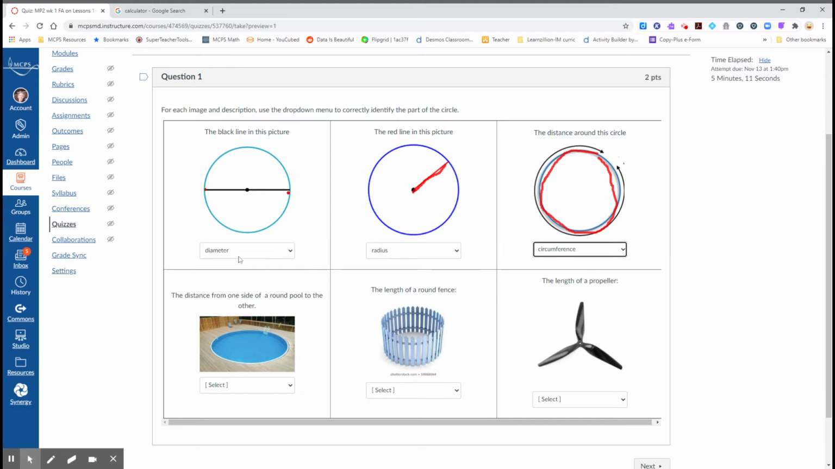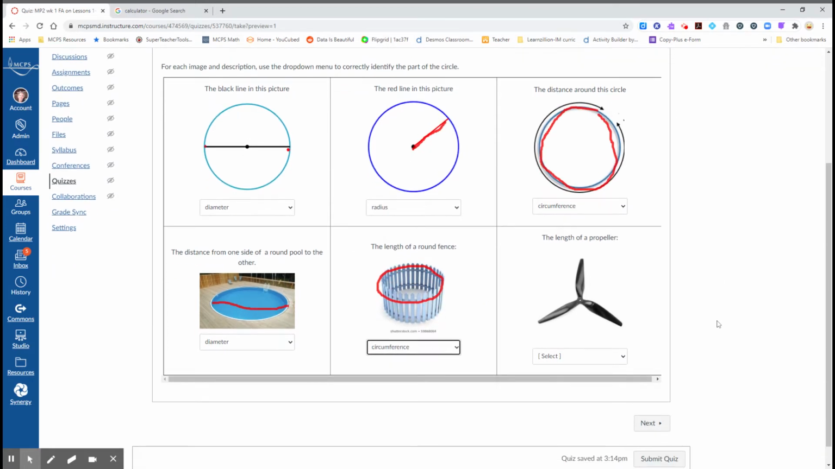What about the last 3? Well, this is the distance from one edge of the pool to the other. So from one side to the other side, that's straight across. That's just like that black line. That's called a diameter. And the length around the fence would go all the way around the fence. So that's just like that one. That is called a circumference.